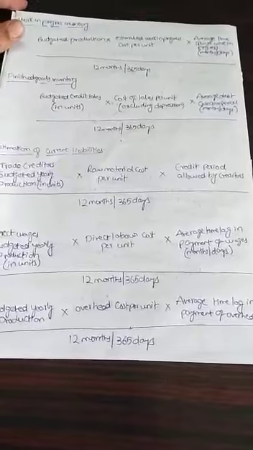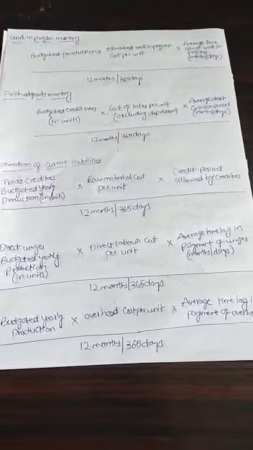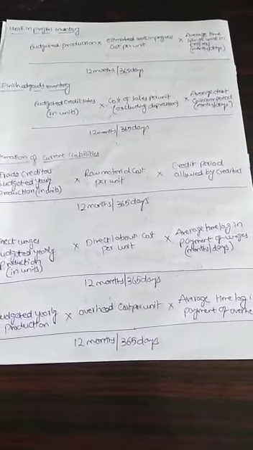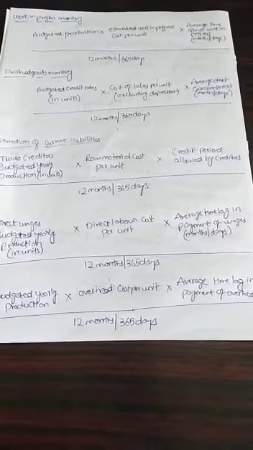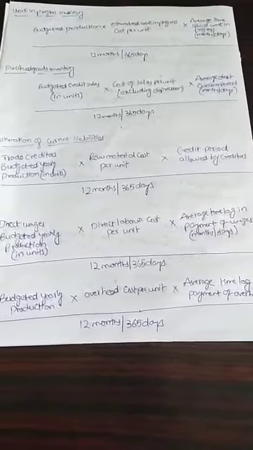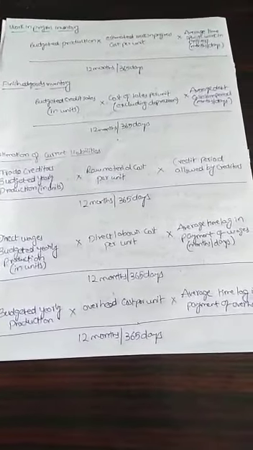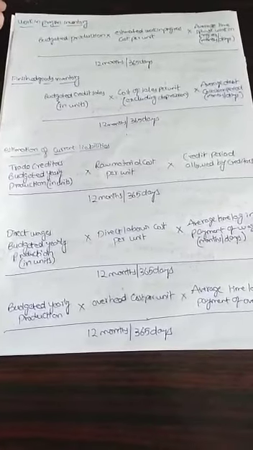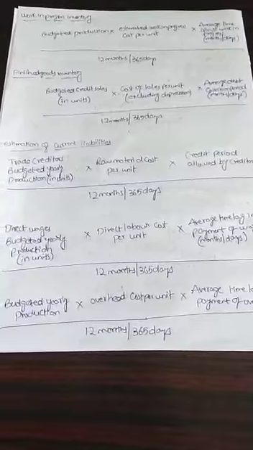So, first formula is production in units into raw material cost per unit into credit period allowed by creditors by 12 months or 365 days. For direct wages, the formula is direct wages budgeted yearly production into direct labor cost per unit into average time lag in payment of wages, whether it is in months or days, divided by 12 months or 365 days.